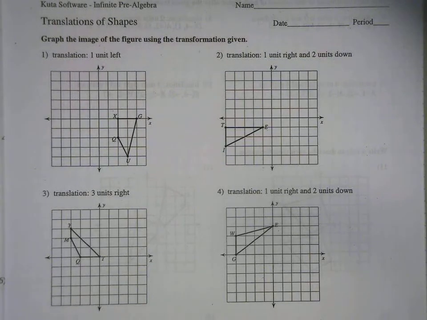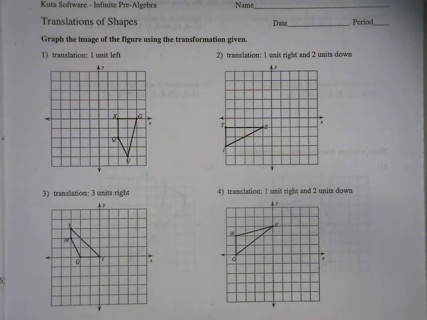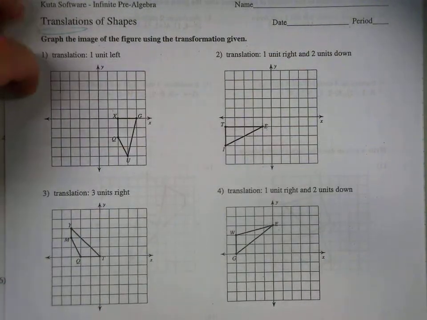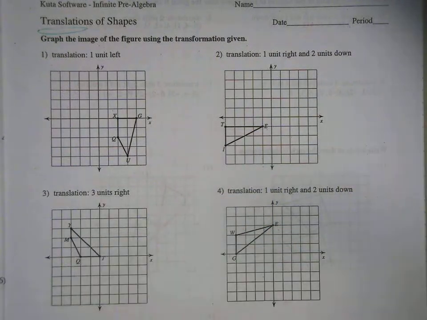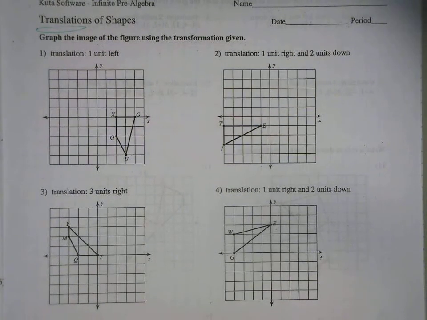Hey, it's Mr. Qualls, and I want to talk to you about what the answers look like on this translations of shapes worksheet. Remember, translations are kind of like slides. We're just going to take these shapes and slide them to the left or the right or up or down or diagonal, whatever we're doing. But diagonal moves have to be a combination of right or left and up or down, okay?